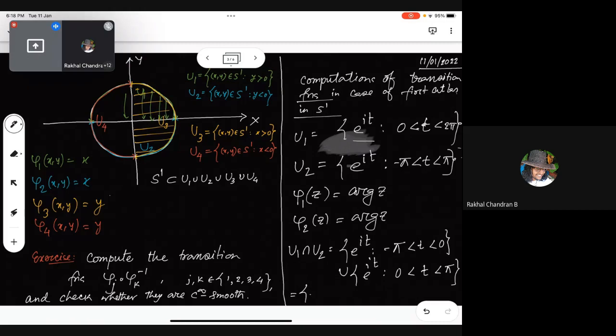But you can write it the same way as what is written for U1, which is e to the power i t, 0 less than t less than pi, union e to the power i t, pi less than t less than 2 pi. This is also perfectly fine. Okay, and this too makes a certain distinction.